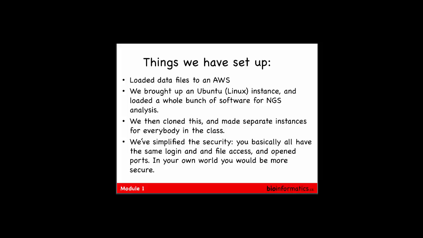So, things that we've set up for you: we've loaded all the data files on AWS this week. We've brought up a Linux instance with lots of software for NGS analysis. We then cloned these and made separate instances that everybody will be using in this class. And we've simplified security so that everyone has the same login and password. This is because we're going to be using data that's freely available. There are no controlled access permissions required. But the way things are set up this week on Amazon is not necessarily the way you'd want to have it set up for your own instance. So getting some familiarity with making sure things are secure and so forth will be very important.